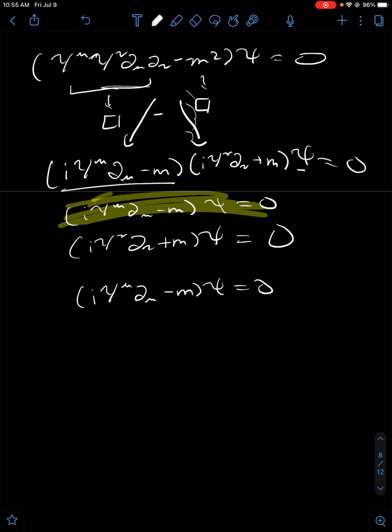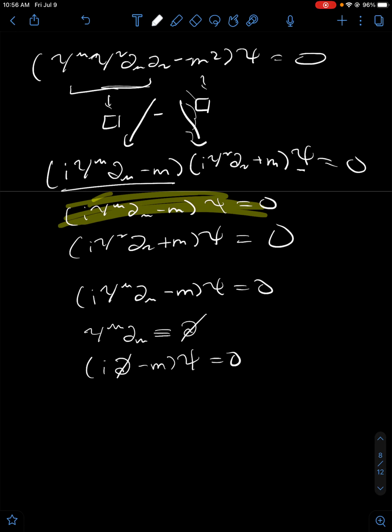Now we can define gamma mu partial mu as this partial slash, called the Feynman slash notation, to get i partial slash minus m, psi equals 0, and you finally derive the amazing, spectacular, fantastic Dirac equation. Yay! We can clap for ourselves. Give a yay there. But yeah, that's the equation.